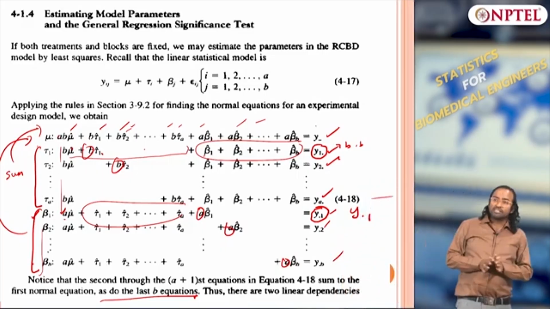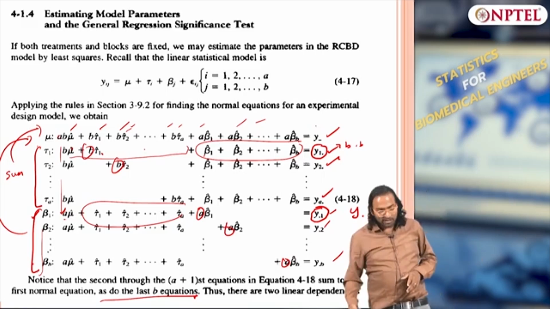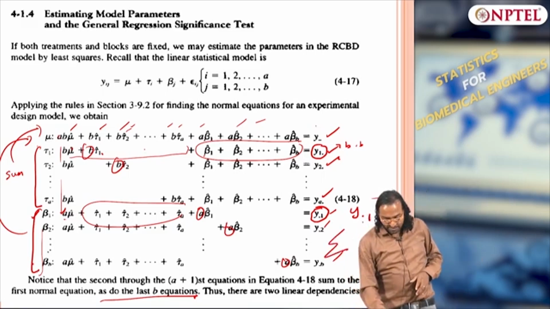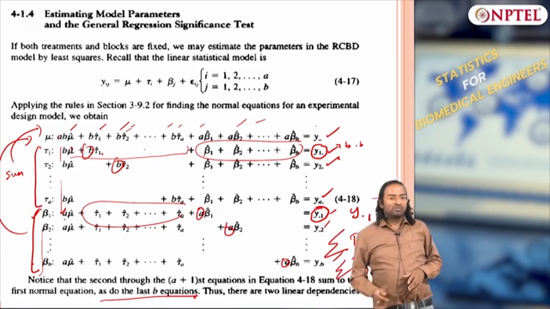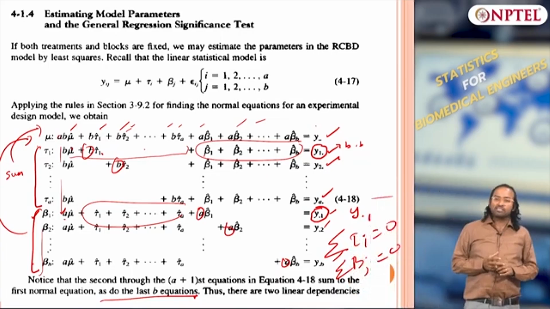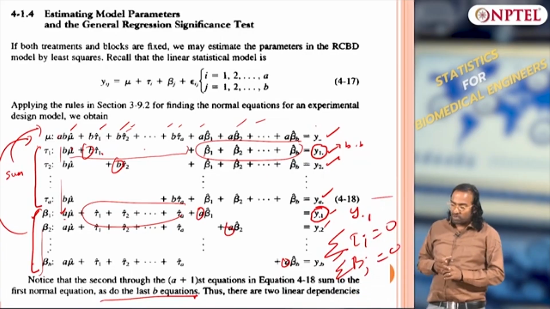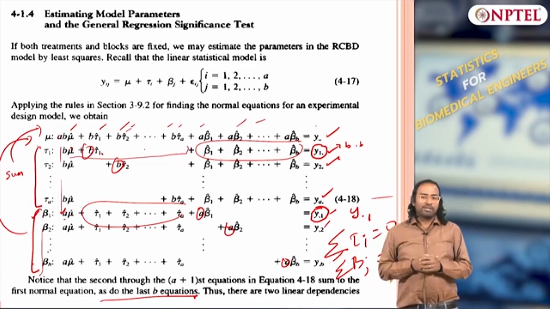So total equations are A plus B plus 1, and I have two dependencies. Now for two dependencies, I have two independent constraints, which are summation tau i equals 0 and summation beta j equals 0. So that way I have A plus B plus 1 independent equations, including the constraints. That way we will be able to solve it.